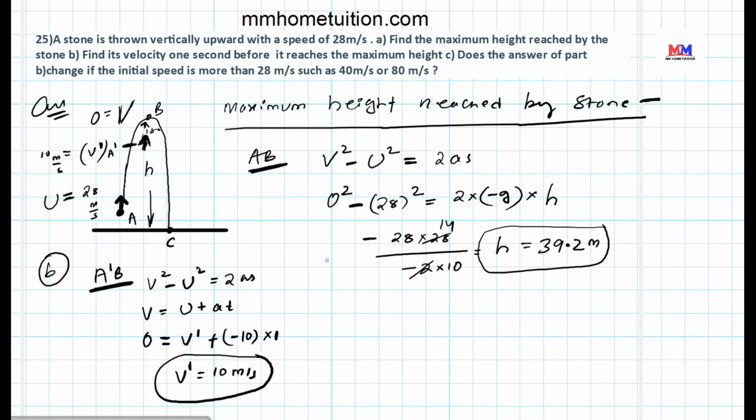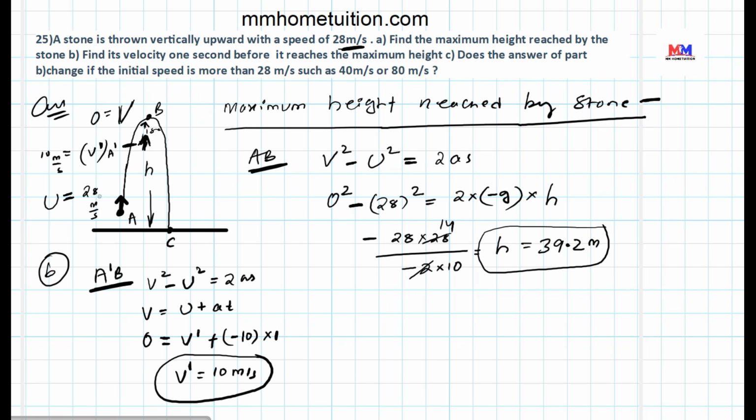A stone is thrown vertically upward with a speed of 28 meters per second. Find the maximum height reached by the stone. The stone is projected vertically upward, so it reaches point B, then strikes the ground. So initial speed equals how much? Initial speed is 28 meters per second.